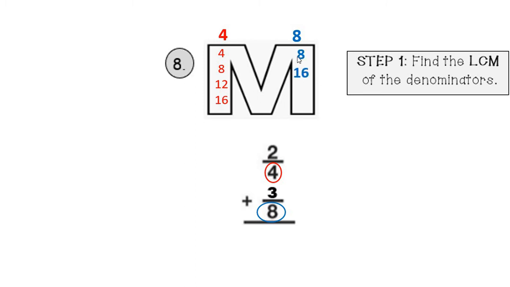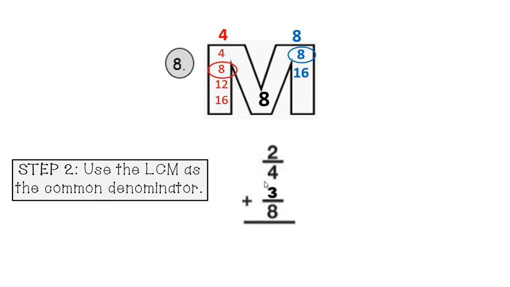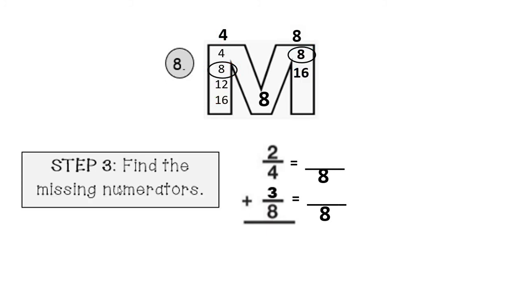So multiples of 4 and multiples of 8. Again, 16 is common, but that's not the smallest. Be on the lookout to see sometimes the larger of the 2 denominators is the common denominator. So 8 will work for both of these. So step 2 is to take that 8 and make both of them equivalent to 8. And I'm going to rewrite both of these fractions out of 8. Step 3 is to find my missing numerators. 4 times what gives me 8?